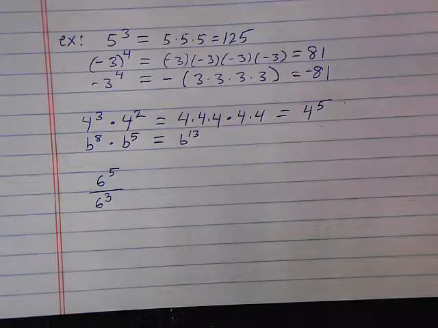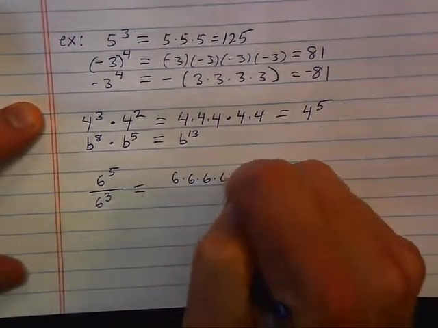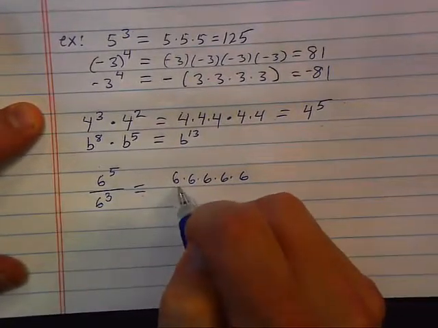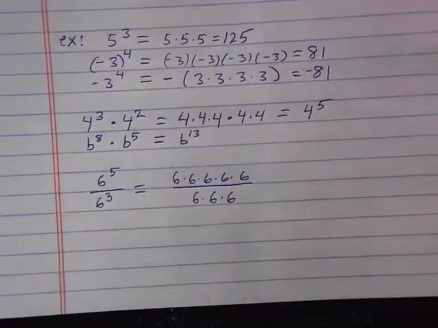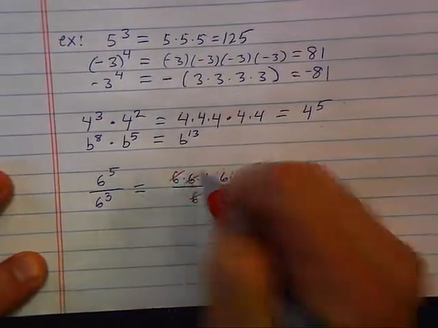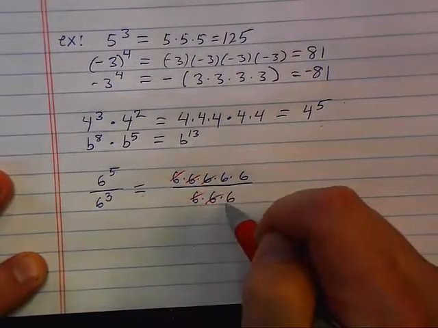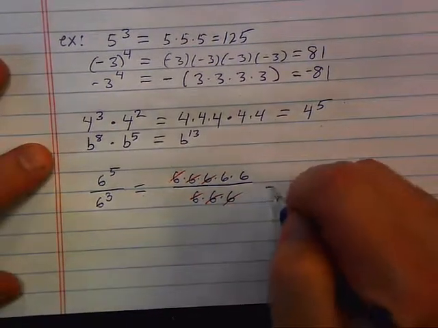Why is that correct? Because when you have 6 to the 5th, that means I have 5 sixes up on the top, and I have 3 sixes down on the bottom, and I can reduce. I can reduce a 6 with a 6. I can reduce another 6 with another 6. And I can reduce a third 6 with a third 6. And what am I left with? 2 sixes, which is a fancy way of saying 6 squared.